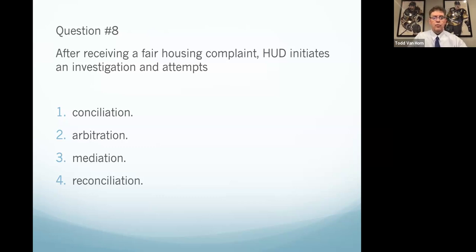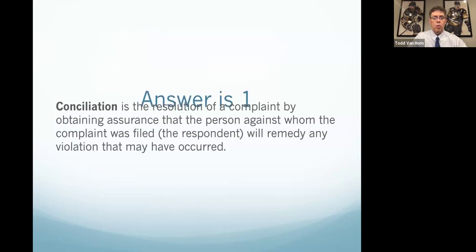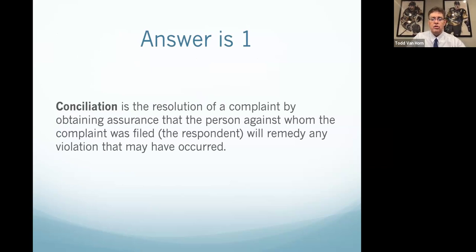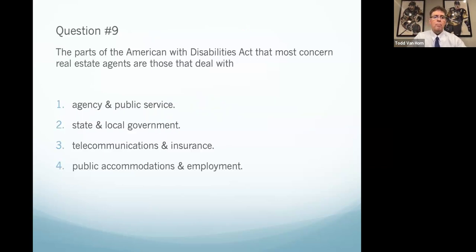Okay, your answer for number eight is number one, conciliation. Conciliation is a resolution of a complaint by obtaining assurance that the person against whom the complaint was filed, better known as a respondent, will remedy any violation that may have occurred. Conciliation. Question number nine. The parts of the Americans with Disabilities Act that most concern real estate agents are those that deal with agency and public service, state and local government, telecommunications and insurance, public accommodations, and employment.